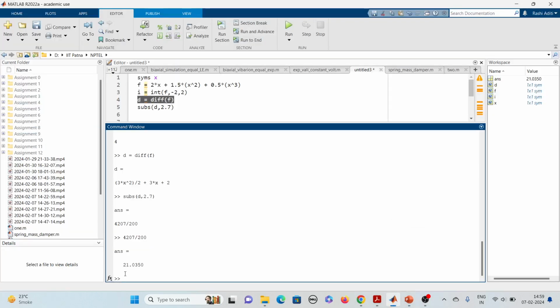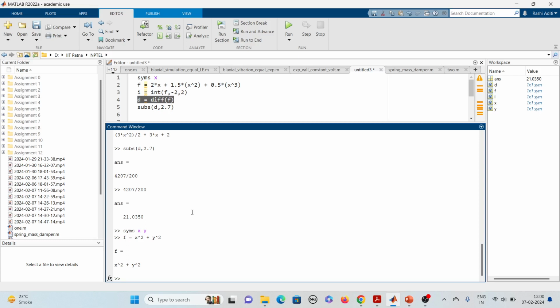Apart from that, when I use the command diff, it may happen that my function f is a function of y as well. Like for example, first I have to define 2 symbolic variables in that case, syms x y. What is it going to do? It is going to define 2 symbolic variables now, x and y. And then I write f is equals to x square plus y square. Now f is a function of both x and y.